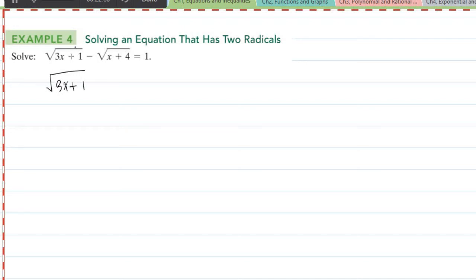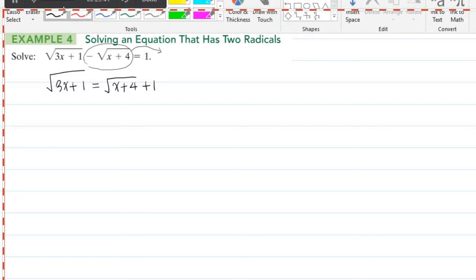So 3x plus 1, that is square root of 3x plus 1. And then we want to move this whole thing to another side, because we'll isolate that one. So as this goes to the other side, negative becomes positive. That'll be square root of x plus 4, and then that'll be plus 1. So once we have this, we isolate one of the radicals. And then step 2, in this case, now we have the square root, and we're going to raise the power to 2 on both sides.